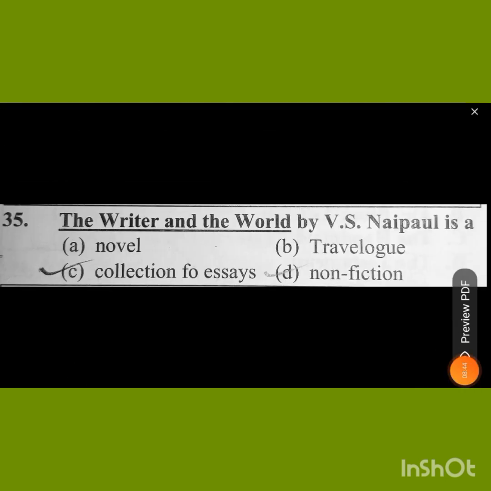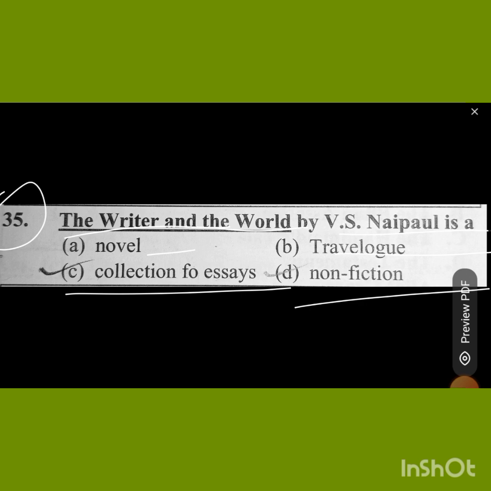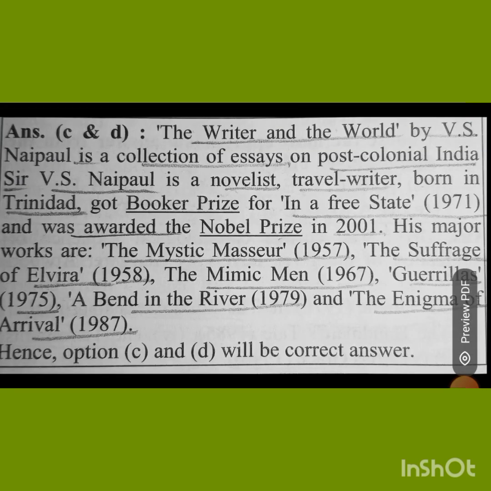Now question number 35. The Writer and the World by V.S. Naipaul is a novel, collection of essays, travelogue, or non-fiction. So the answer of this question will be option C, and that is collection of essays as well as non-fiction. C and D.